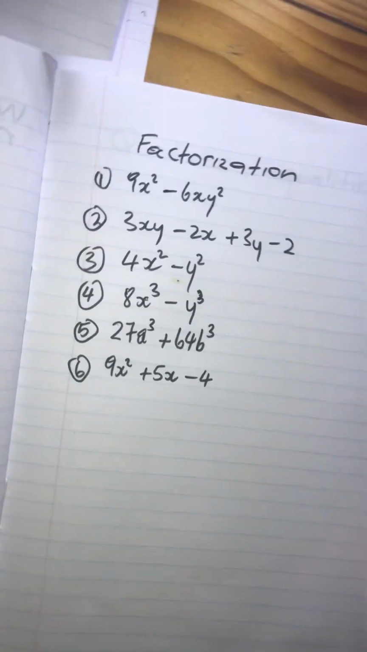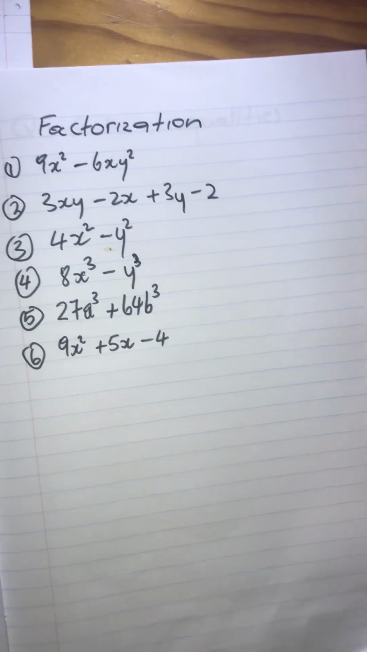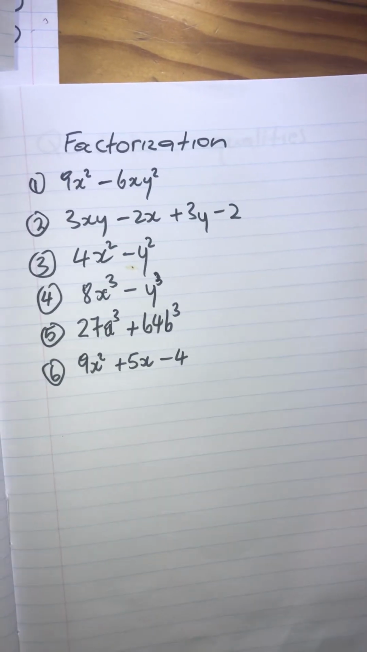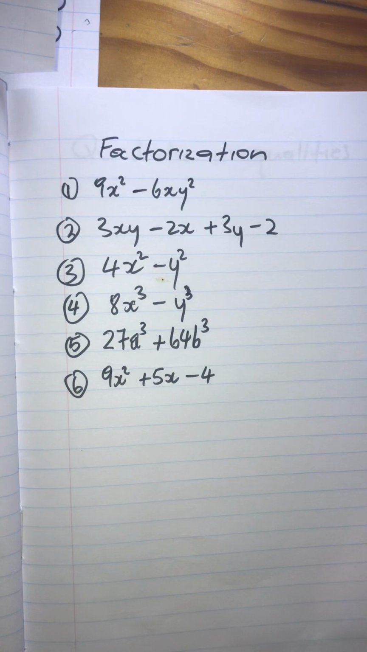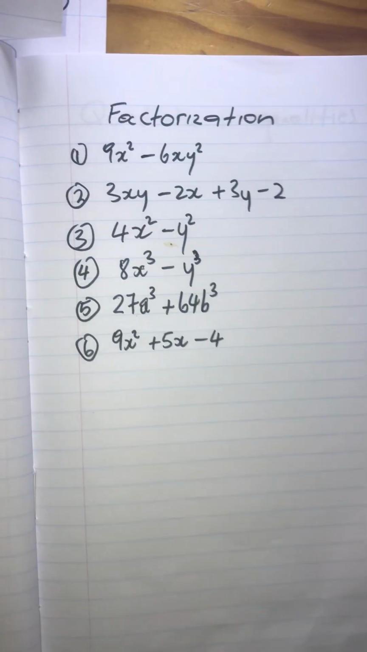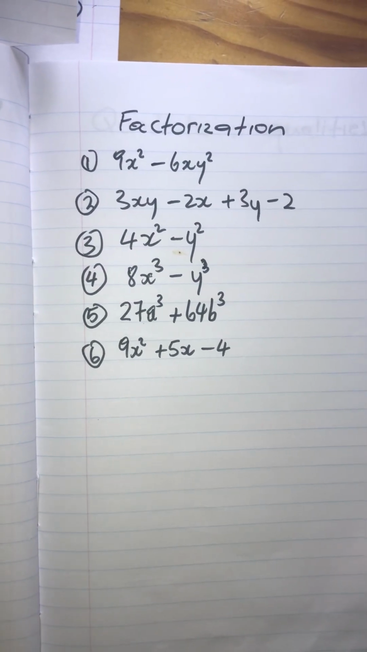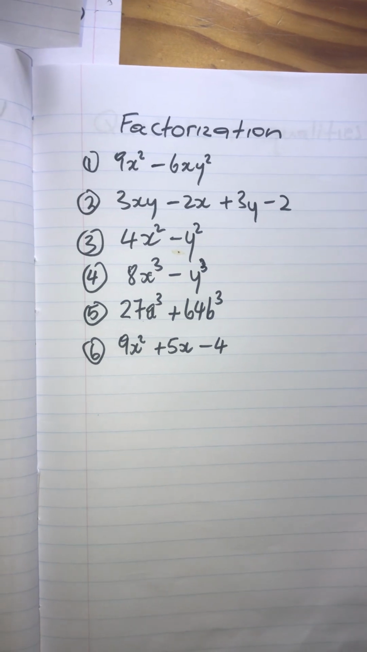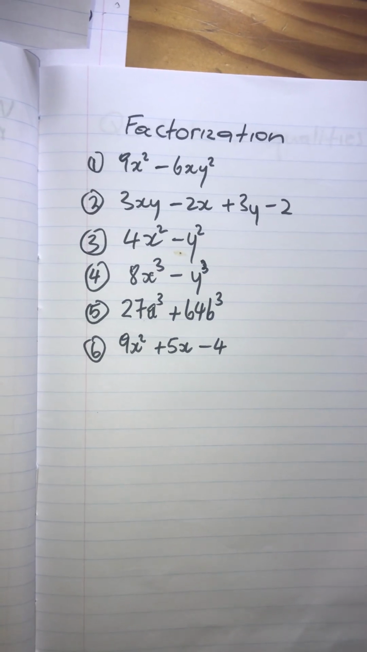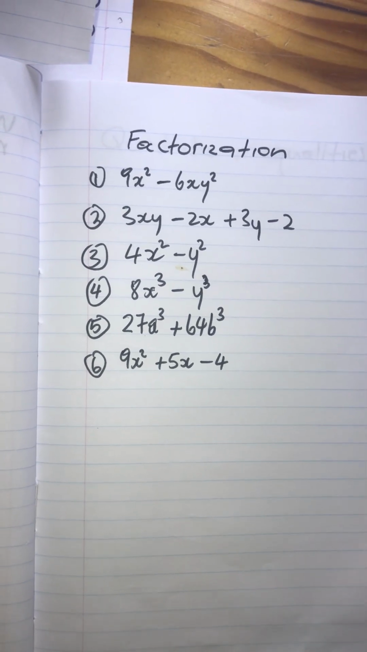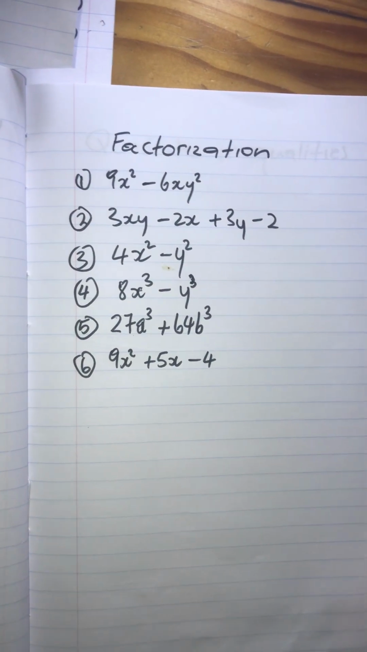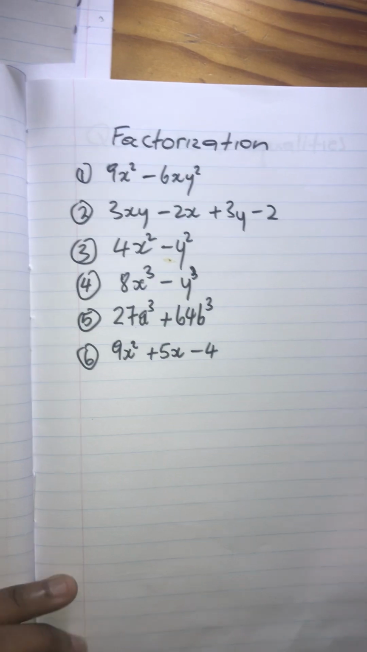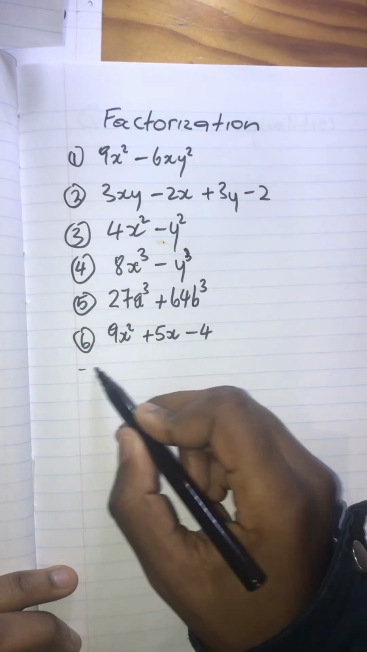Okay, now let's focus on factorization. There are many types of factorization. You can factorize by grouping, removing out the highest common factor, difference of two squares, difference of two cubes, sum of two cubes, and factorizing a trinomial. Okay, now let's start with the first question there, number 1.